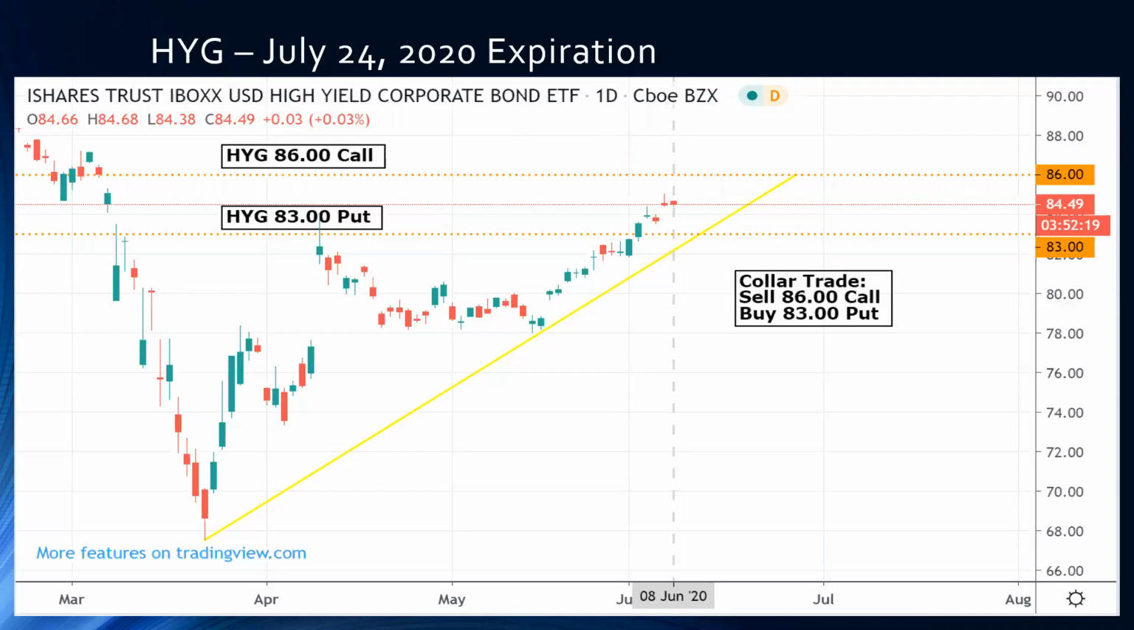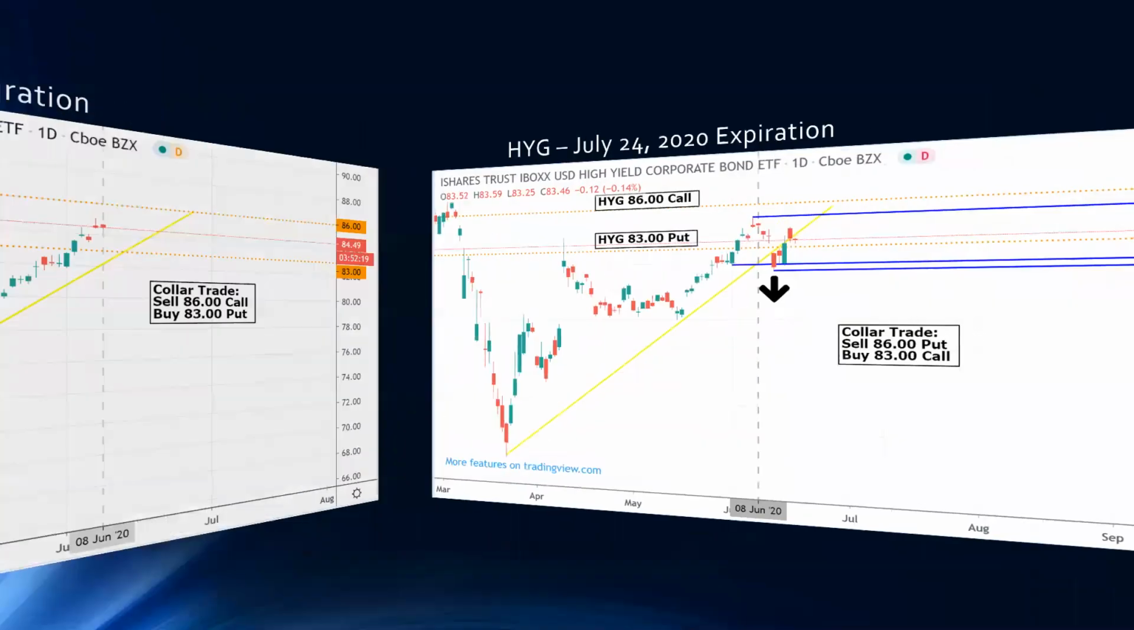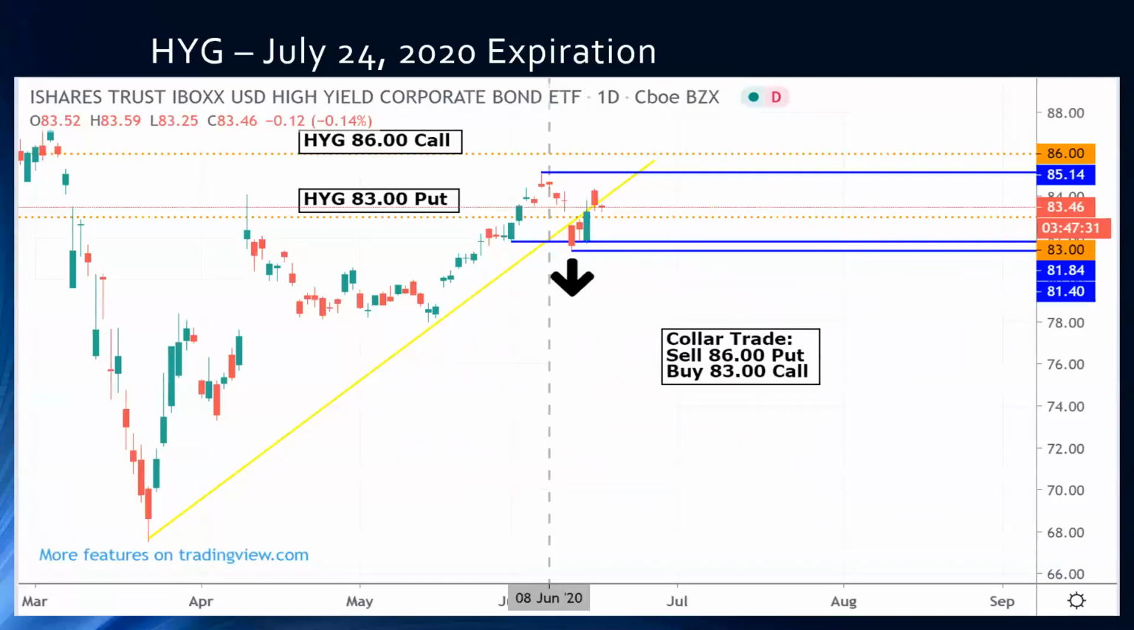So we'll get into the next example. I think it'll be a little bit more clear on this. HYG, the high yield corporate bond ETF that we were just talking about. Look at what has happened since then.